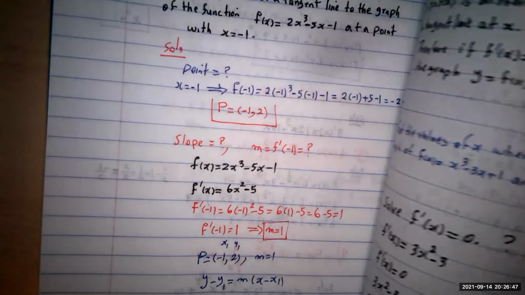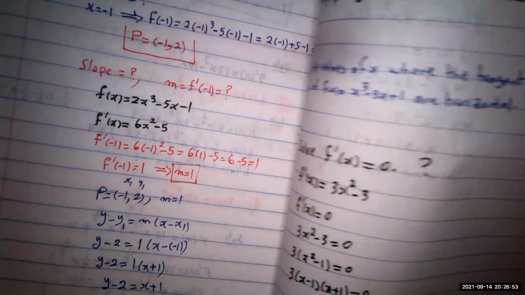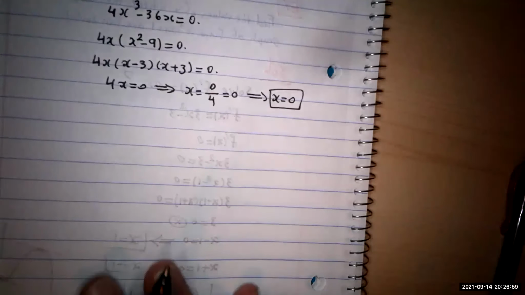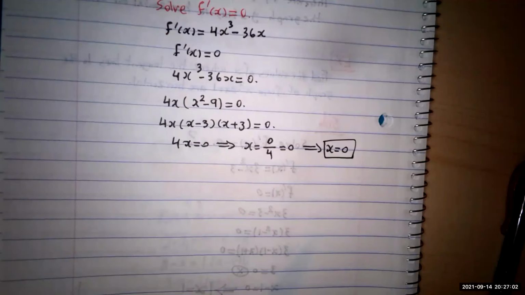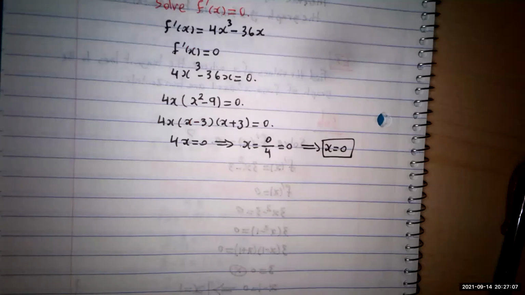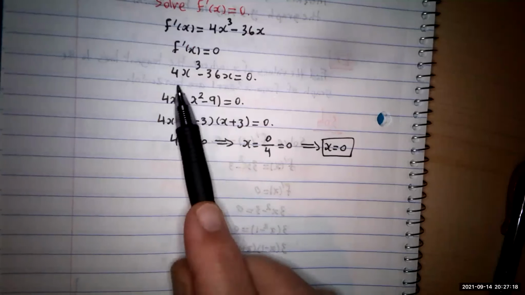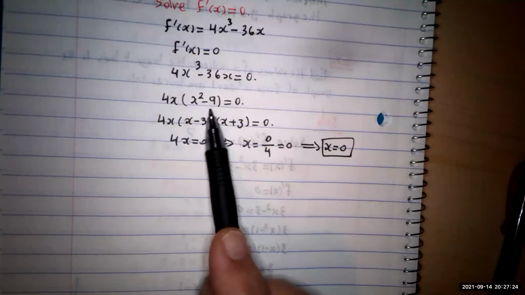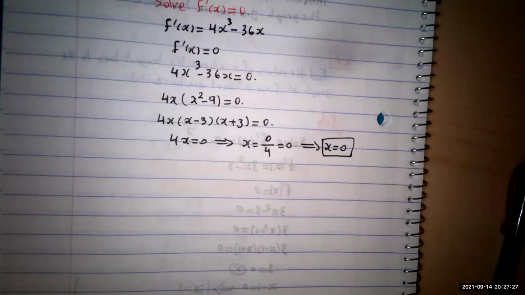Look at this one. You see the coefficient here? That was just 3 equal to 0. 3 equal to 0, never. But over here it is not 3. It's 4 times x. 4 times x equal to 0, x would be 0 over 4. So x equal to 0 is one of the solutions. So don't miss it. That is going to be the first. How did I get x squared minus 9? Just divide the factor of 4x: x cubed divided by x gives x squared, and 36 divided by 4 gives me 9. That's x squared minus 9.